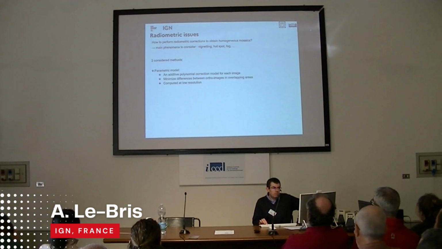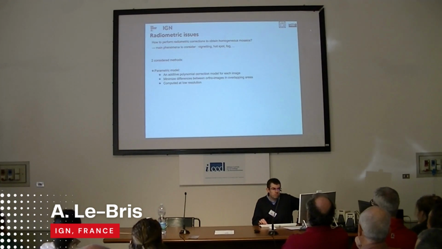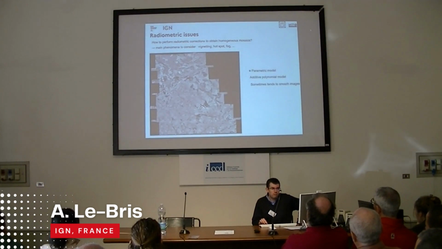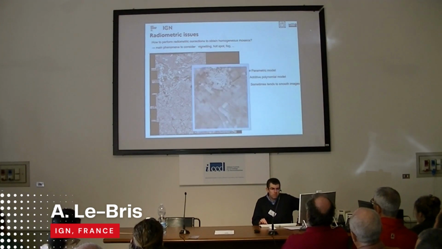So we consider two methods. The first one uses a parametric model, that is to say we try to estimate, using tie points, an additive polynomial correction model for each image in order to minimize the differences between ortho images in overlapping areas. It was computed at low resolution and provides this kind of results. So it's quite nice, but it has a defect of sometimes smoothing images locally.